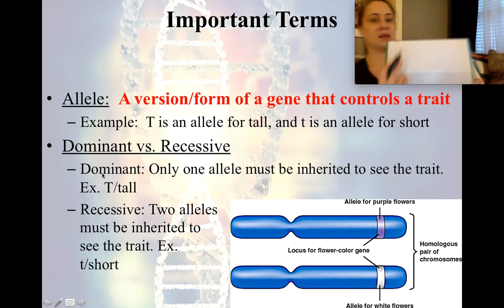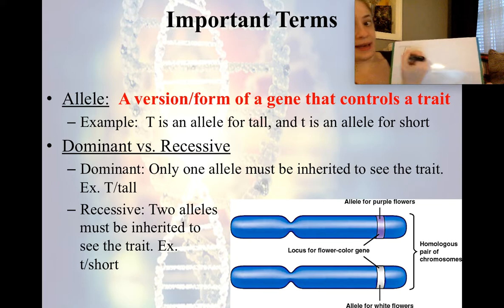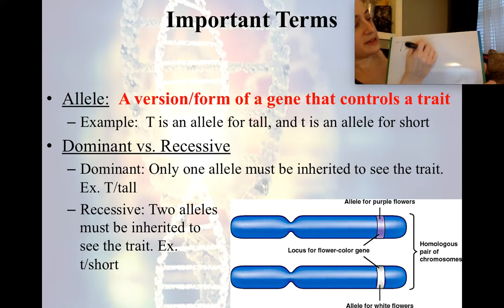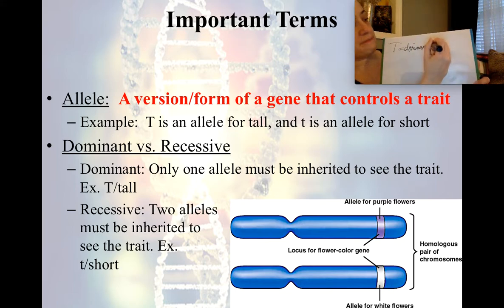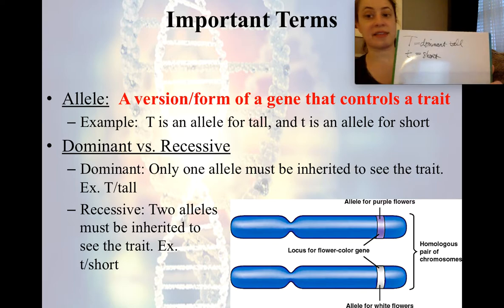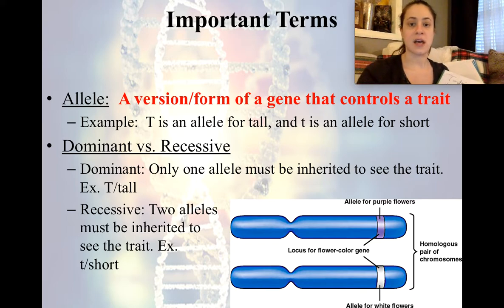So big T, a capital T, that would be dominant, and we represent the alleles capital for dominant. And in this case, that could be tall. Lowercase t, in this case, that would be short, and that would be the recessive trait.